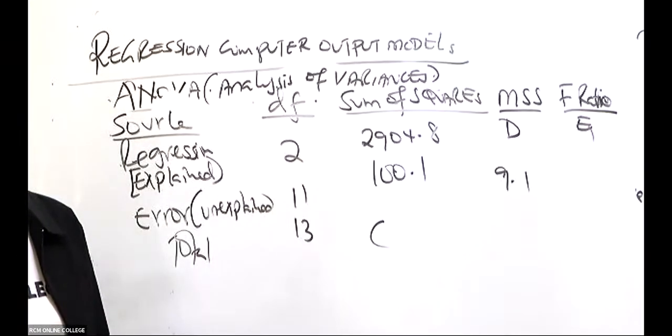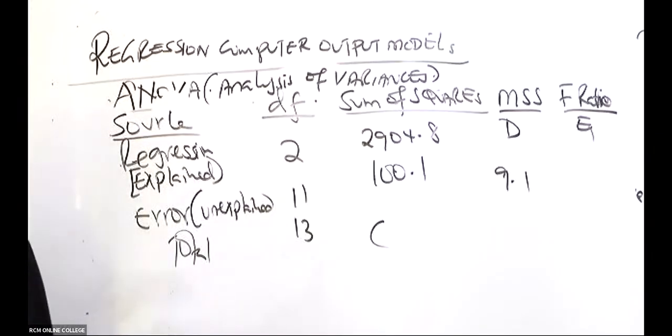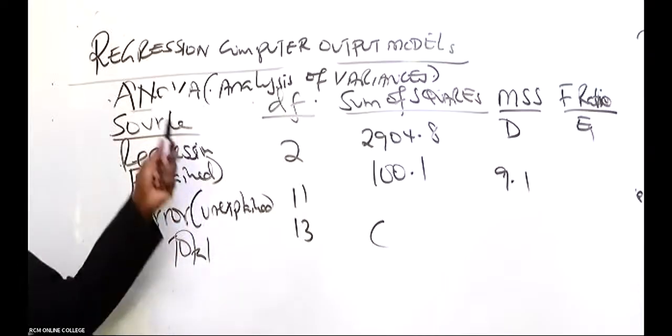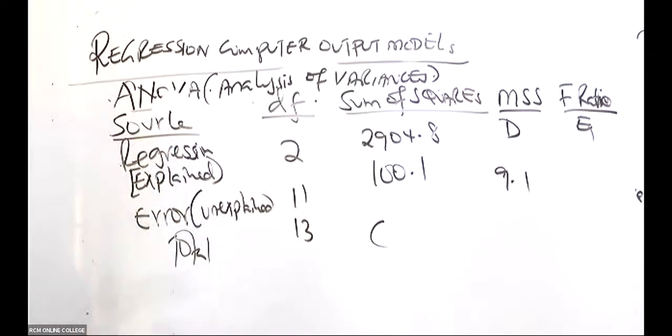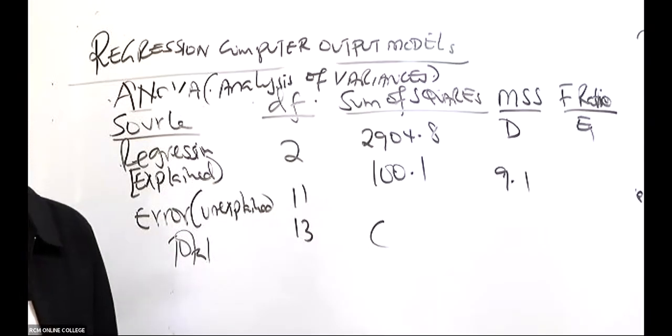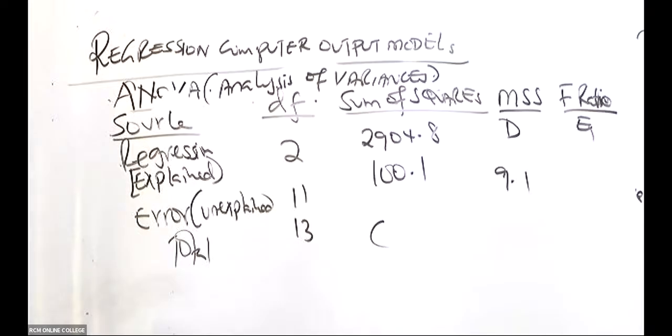That I'll be able to get pretty fast. Are you able to see the board now? I'll give you 2 minutes, you copy. So we have the source, regression, error. Then we have a column for degrees of freedom. We have sum of squares, mean sum of squares, and then we have F ratio. Once you finish writing, mention there Y for yes.